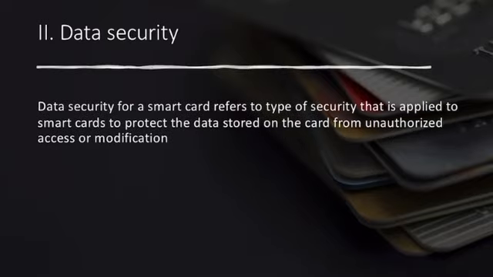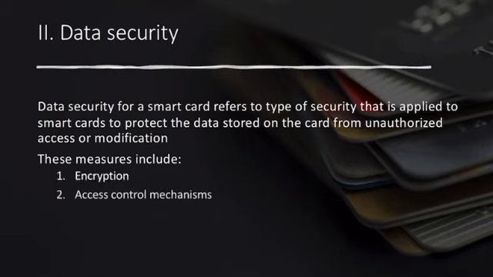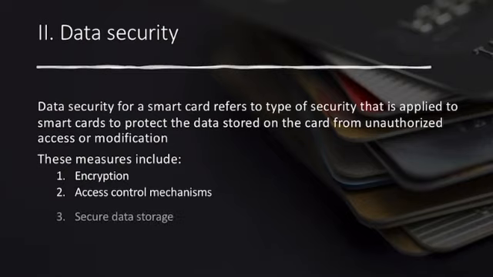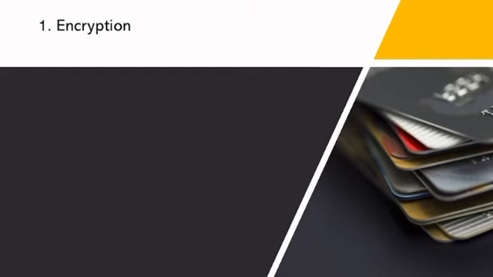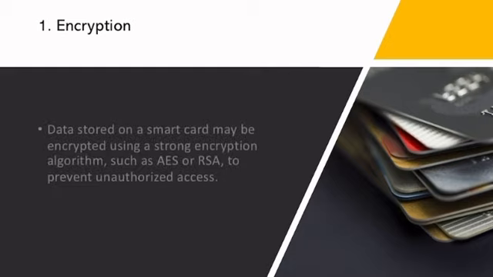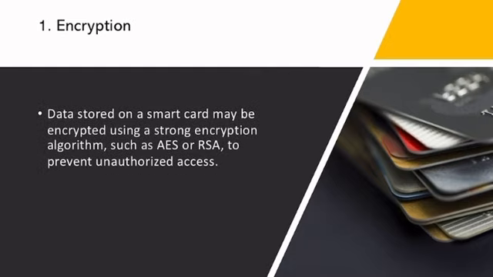Data security for a smart card refers to the type of security that is applied to the smart card to protect the data stored on the card from unauthorized access or modification. These measures include أول حاجة encryption، تاني حاجة access control mechanisms، تالت حاجة secure data storage. نبدأ بأول حاجة encryption. Data stored on a smart card may be encrypted using a strong encryption algorithm such as AES or RSA to prevent unauthorized access of the data. ودول تم شرحهم في المادة كمبيوتر and network security الترم دوت.